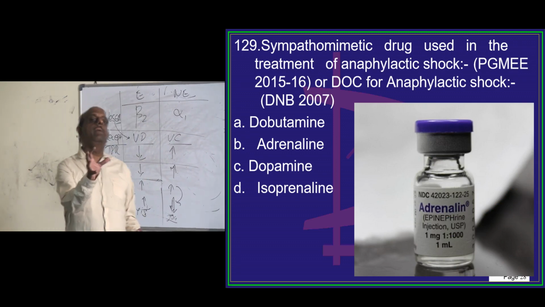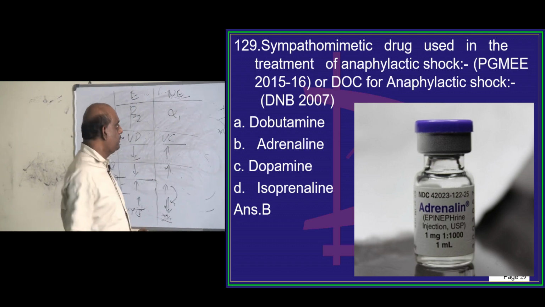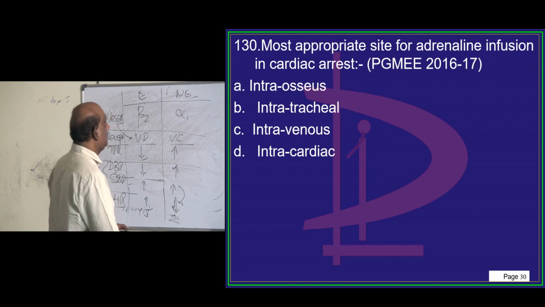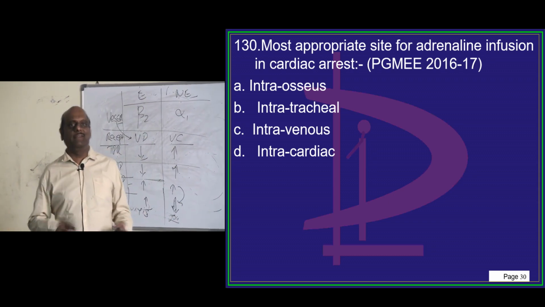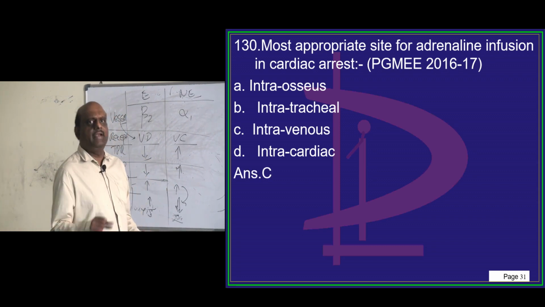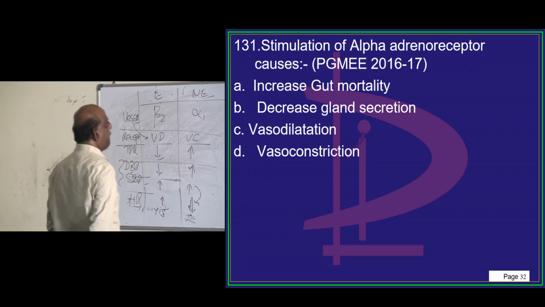What sympathomimetic drug do you use in anaphylactic shock? We use adrenaline, the epinephrine, in anaphylactic shock. What is the most classical location for giving adrenaline infusion whenever there is a cardiac arrest? Intravenous administration is the most preferred one.